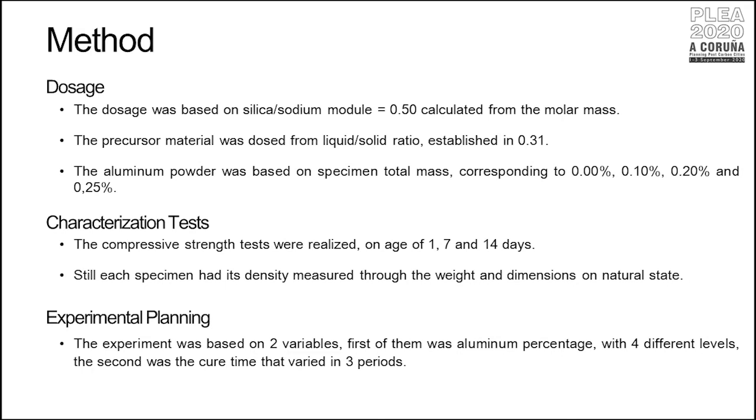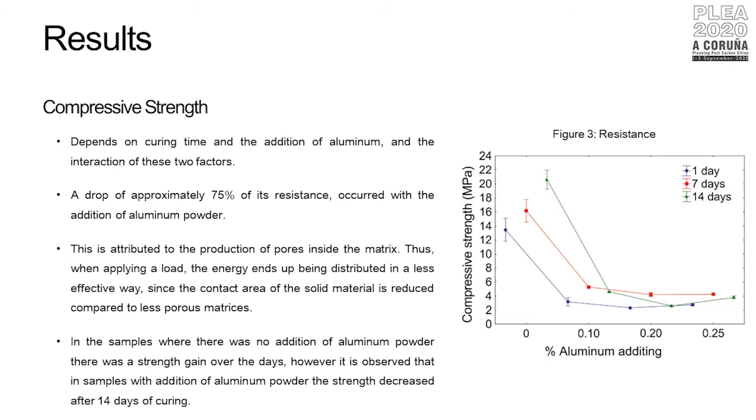The experiment development was based on two variables. The first of them was aluminum percentage, with 4 different levels. The second was the cure time, which varied in 3 periods. In the compressive strength graphic, it is possible to identify a drop of approximately 75% of its resistance with the addition of aluminum powder. This is attributed to the production of pores inside the matrix. Thus, when applying a load, the energy ends up being distributed in a less effective way, since the contact area of the solid material is reduced compared to less porous matrices.